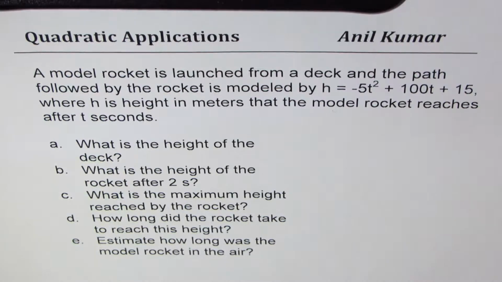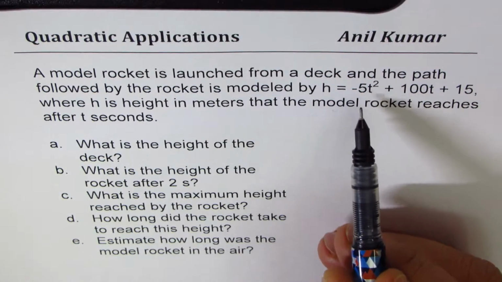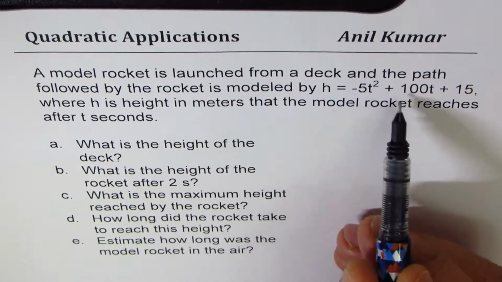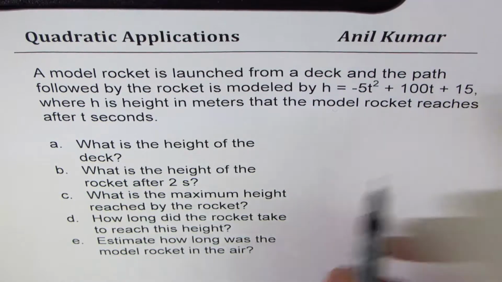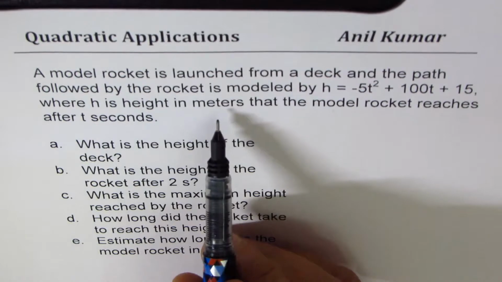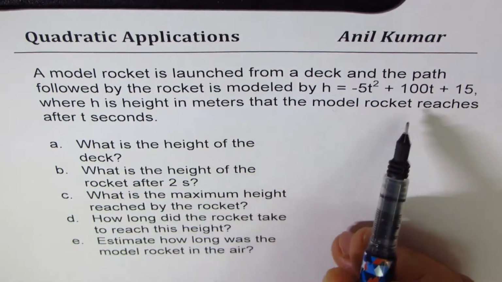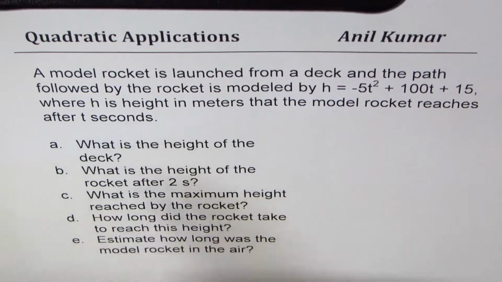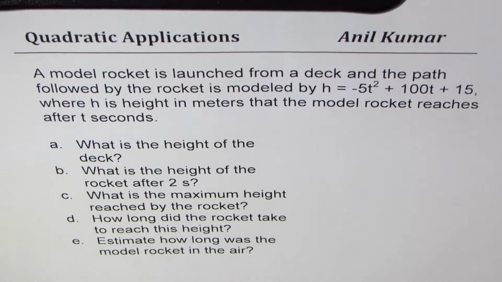The question here is, a model rocket is launched from a deck and the path followed by the rocket is modeled by h equals minus 5t square plus 100t plus 15, where h is in meters that the model rocket reaches after t seconds. We have to answer all these questions.